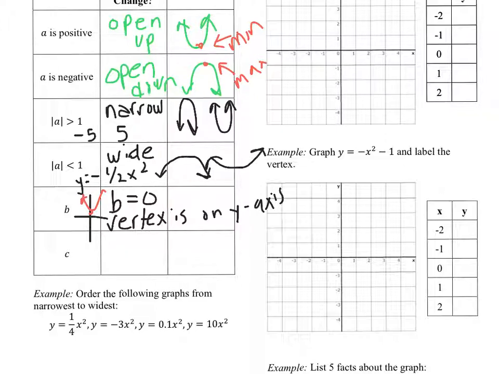And the last characteristic is the c value. c is the y-intercept. It could be not centered, and c would be this value right here, or it could be centered on the y-axis, and the c value would be right here. So c is the y-intercept.